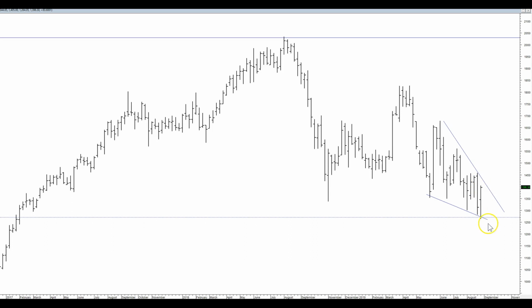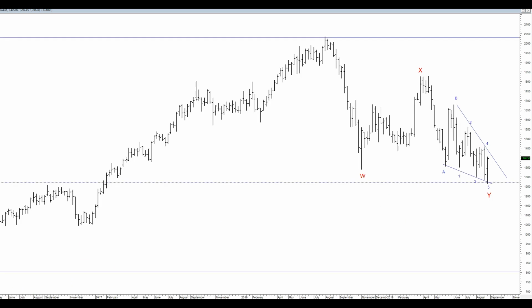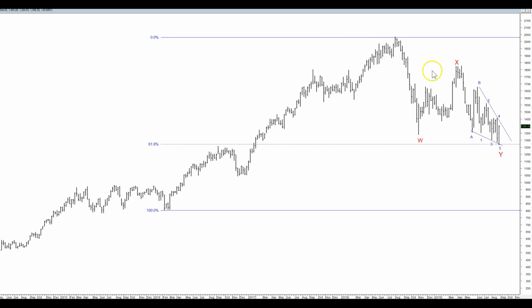Now, if you see the internals of this wave, let us count it. So this is a nice three wave decline, which I have labeled as WXY. And in the wave Y, we have A, B, and C. And on the C wave, we have this ending diagonal as 1, 2, 3, 4, and 5. So five waves of the ending diagonal look to be complete, though there is no confirmation as of yet. So let us have a look at this on the daily chart as well.